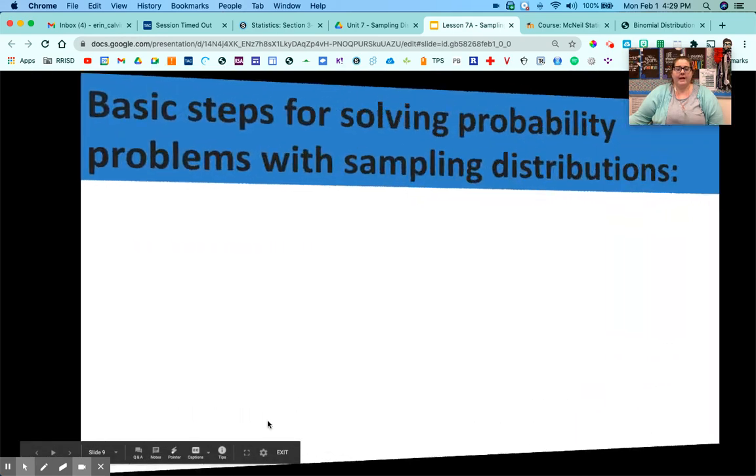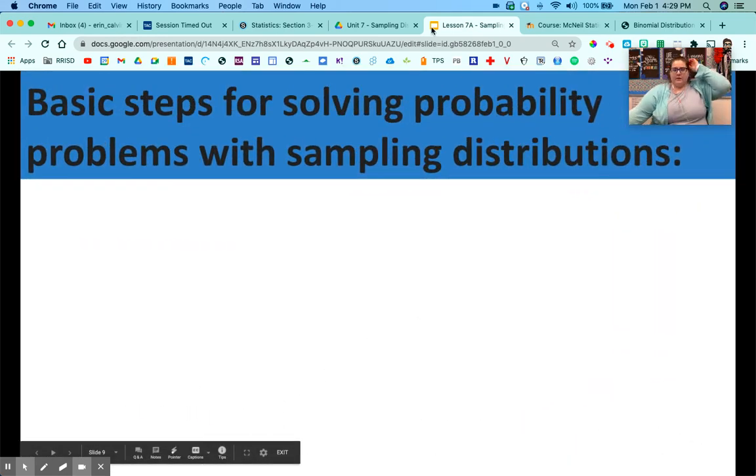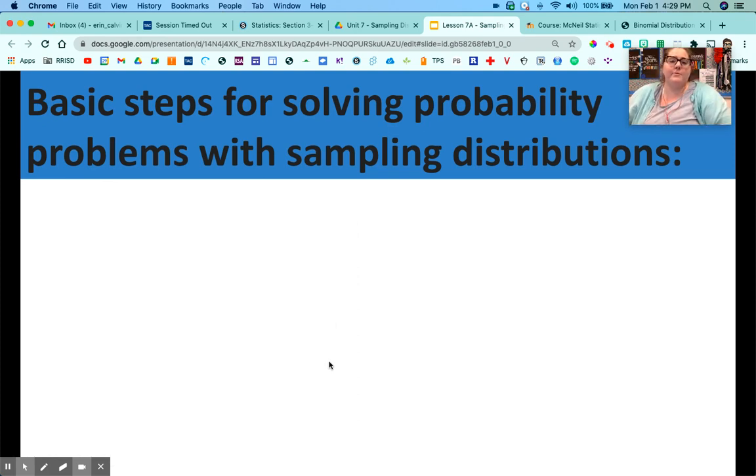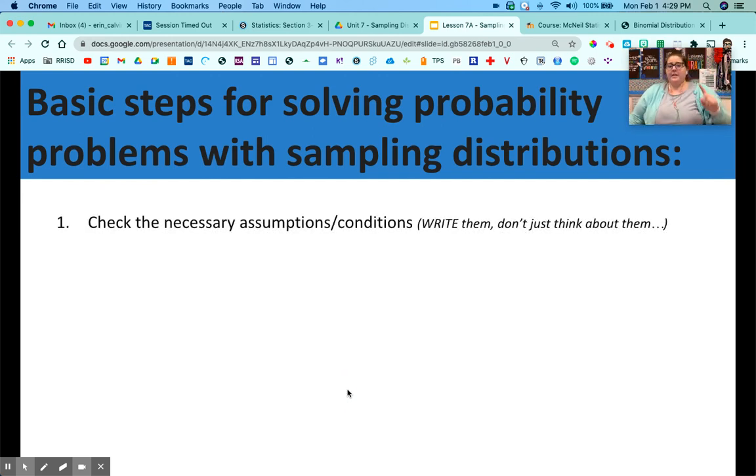So just as a little key here, these are the basic steps for solving probability problems with sampling distributions. I'm going to go through the 4 things that we just did for that one example problem. First thing is we check the necessary assumptions and conditions, and we do have to write or type them out on a free response question. We're not just thinking about them in our heads and then saying, okay, everything passes. We actually have to write them.